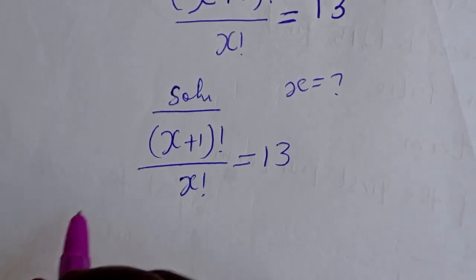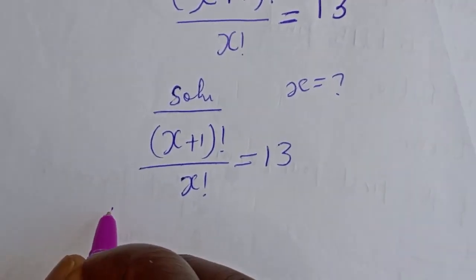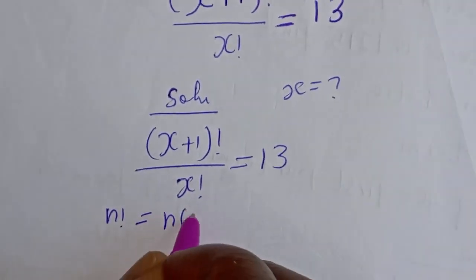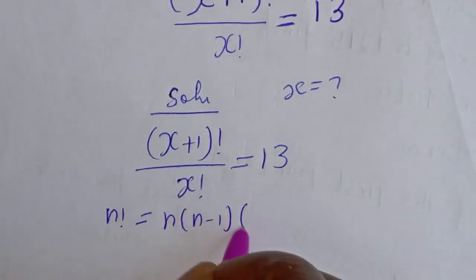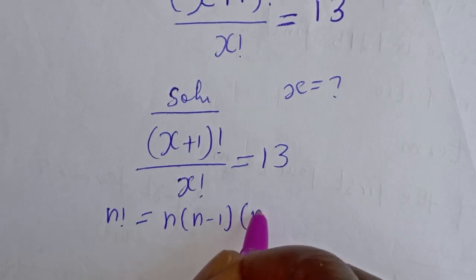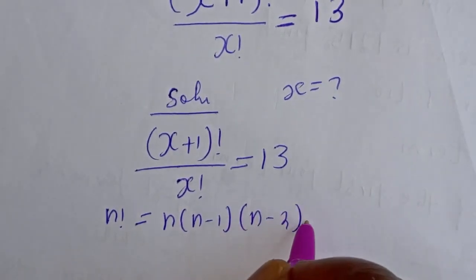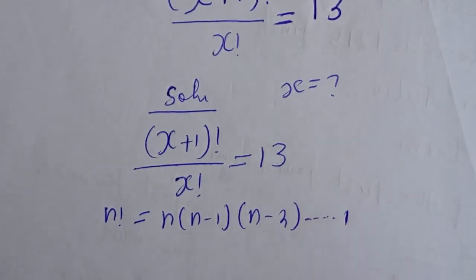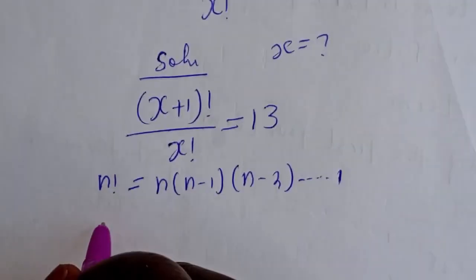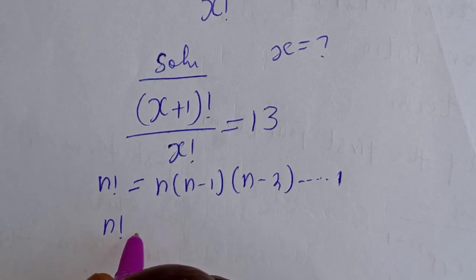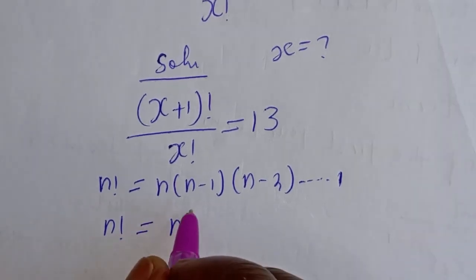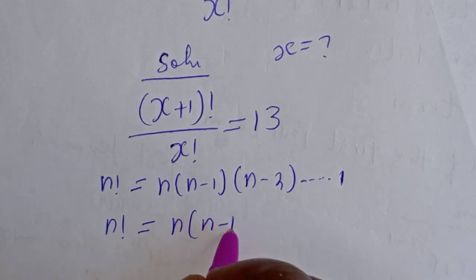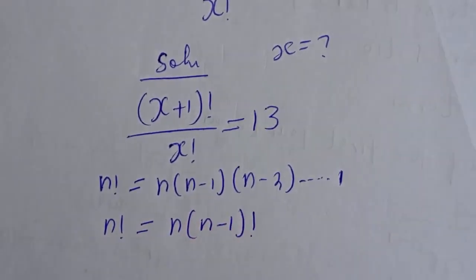Now, take note of this, that if you have n factorial, this is equal to n(n - 1)(n - 2) down to 1. Then also n factorial is equal to n times (n - 1) factorial.